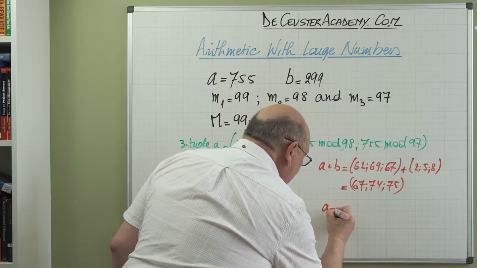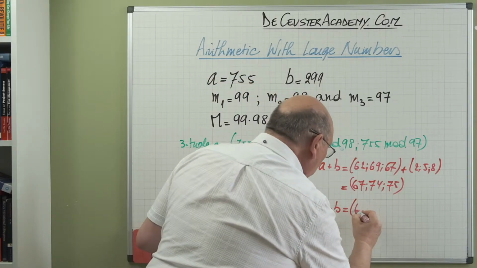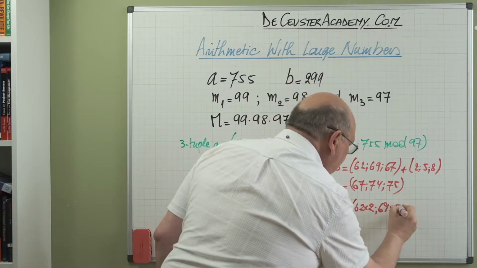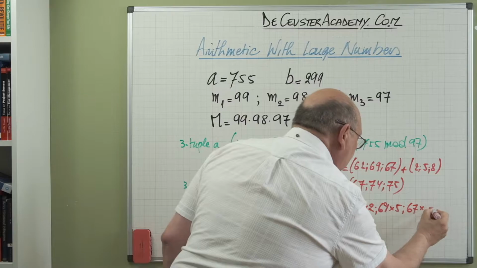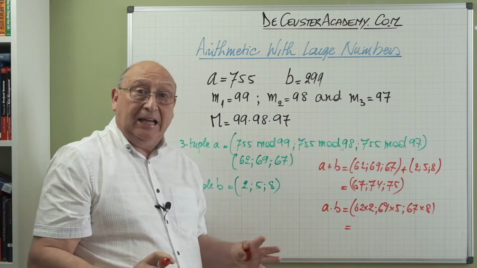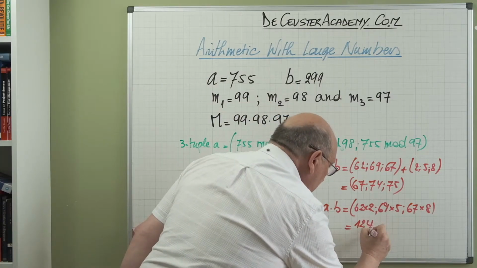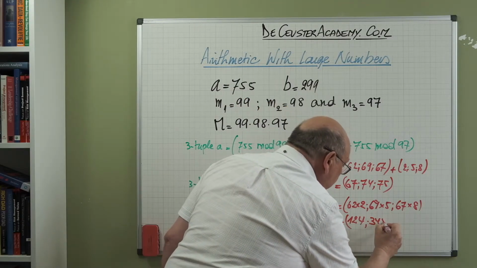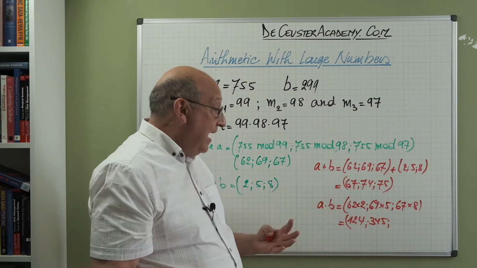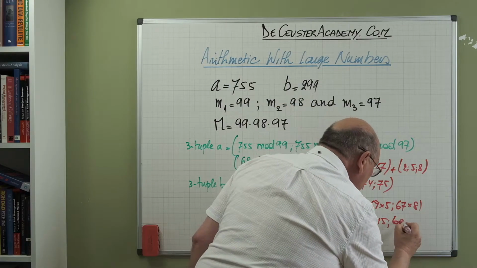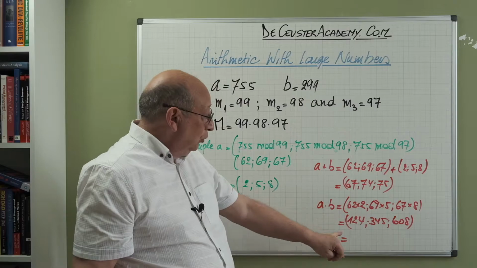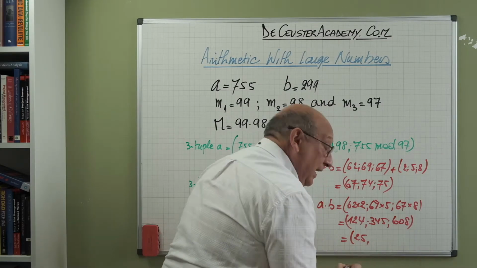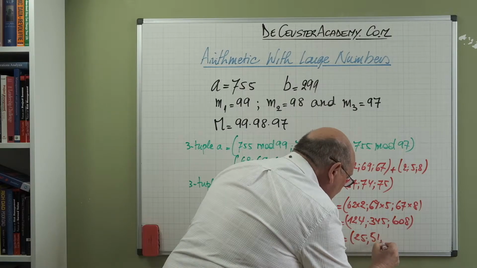Now when we do this for A times B, so now we have 62 times 2, we have 69 times 5, and we have 67 times 8, which gives us, in order, 124, the second one, 69 times 5 is 345, and the last one, 67 times 8 is 608. Now, we have to bring them back to modulus 99, 98, and 97, which gives us 25. Then we have 51 and 26.